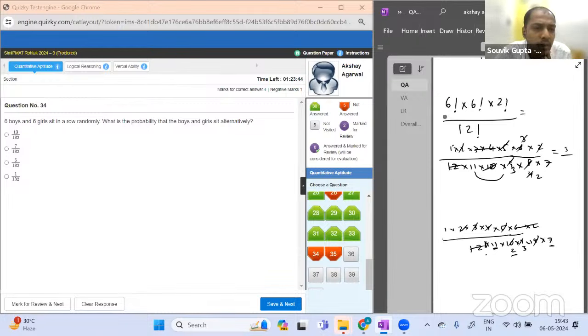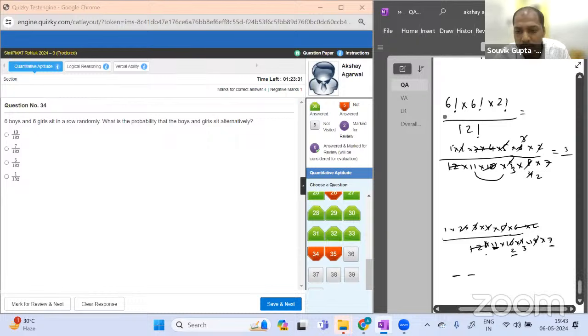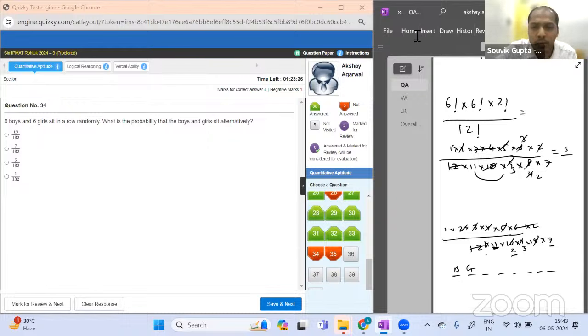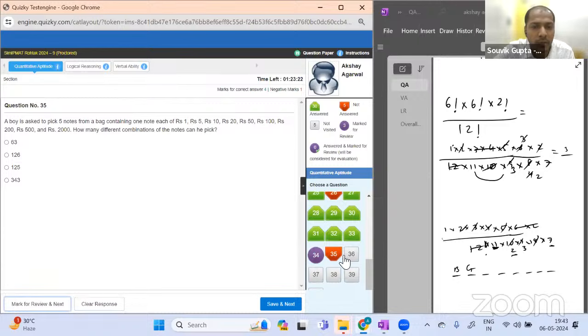Okay, what mistake am I making? See that the boys and girls sit alternately. 11 will be left. Let me just look, okay, maybe it's something that I need to look into later. Let's not waste a lot of time.